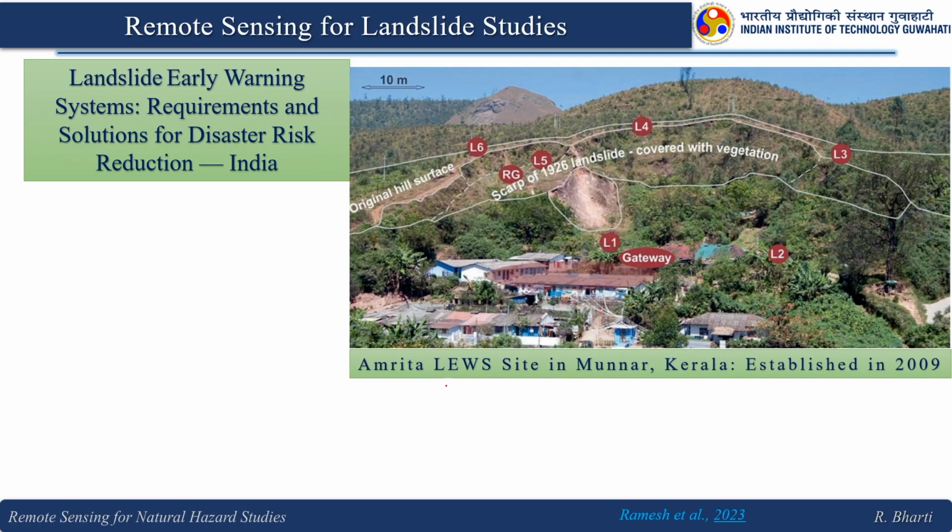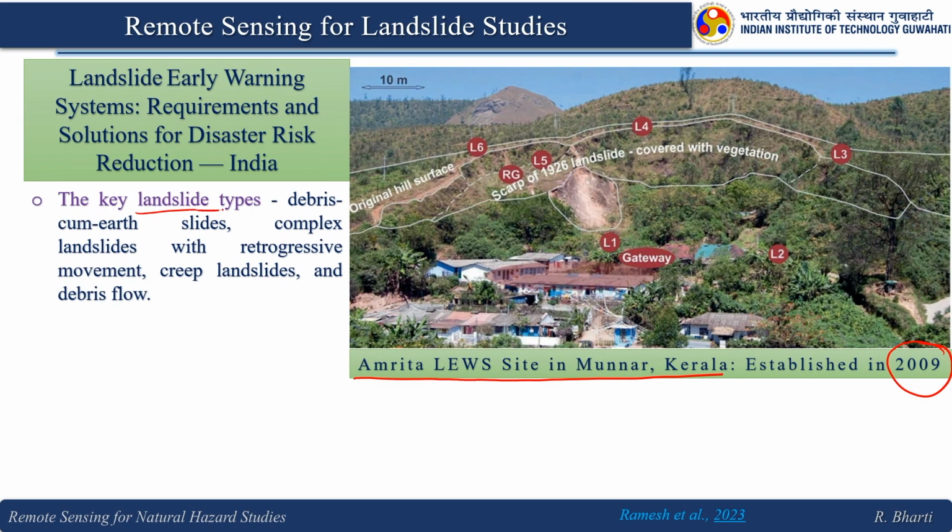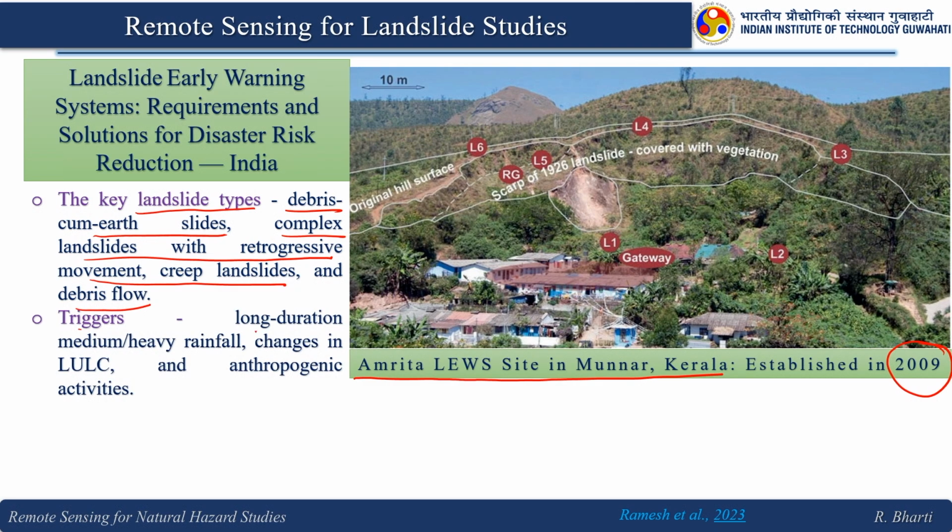This study is from India. It is the Amrita LEWS site in Munnar, Kerala. It was established in 2009. The key landslide types were the debris cum earth slide, complex landslide with retrogressive movement, creep landslide and debris flow. And the triggers were long duration medium to heavy rainfall, changes in LULC and anthropogenic activities in this area.